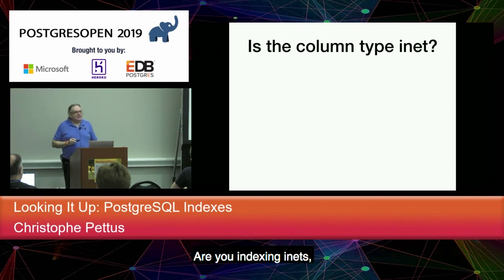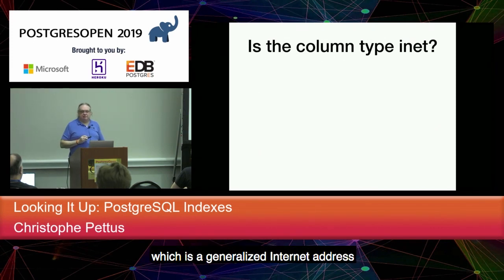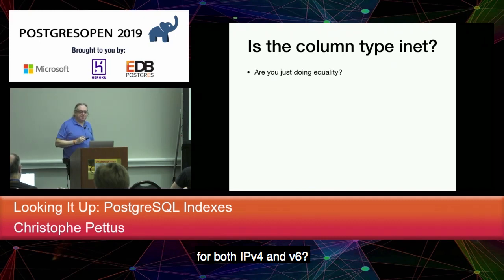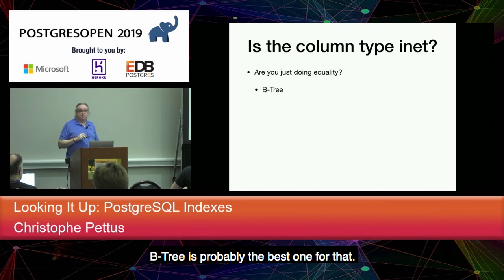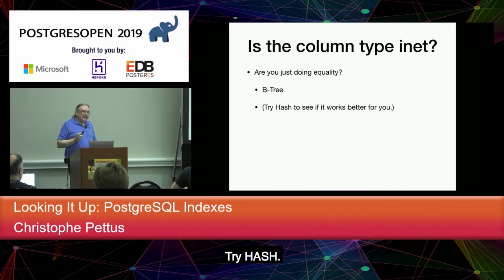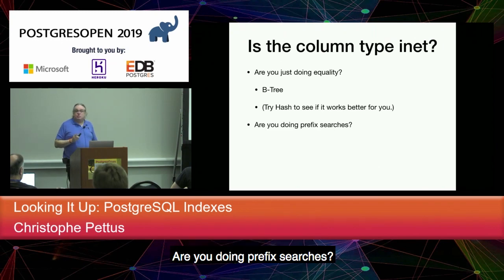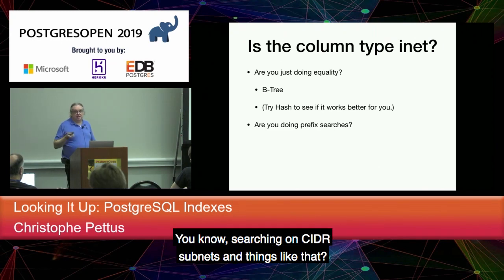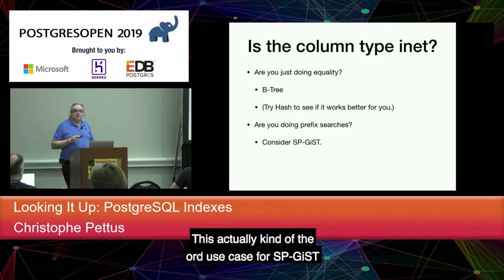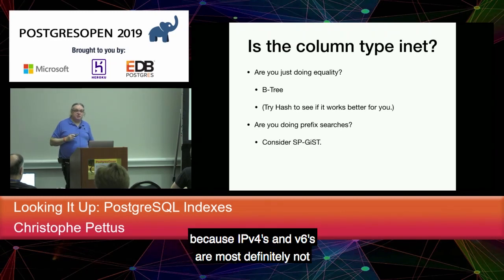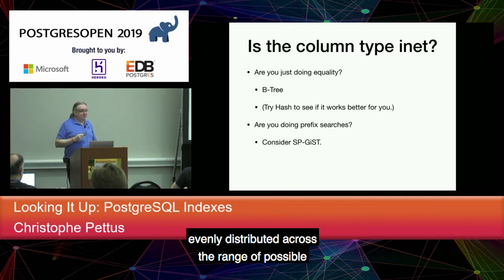Are you indexing inets, which is a generalized internet address for both IPv4 and v6? Are you just doing equality? That's the only thing you're going to do. B-tree is probably the best one for that. Try hash; it probably isn't going to be better, but you can try it. Are you doing prefix searches, searching on CIDR subnets and things like that? Consider SP-GiST. This is actually kind of the use case for SP-GiST, because IPv4s and v6s are most definitely not evenly distributed across the range of possible n-bit values.